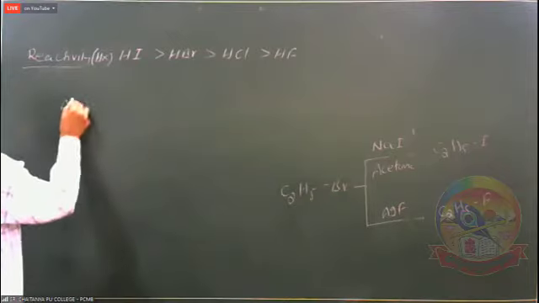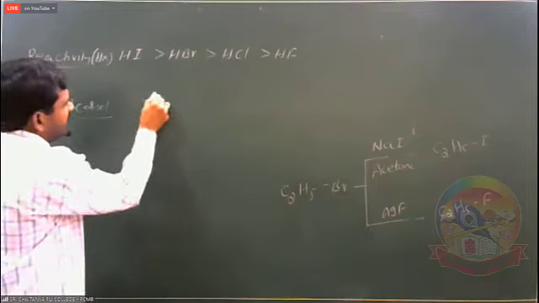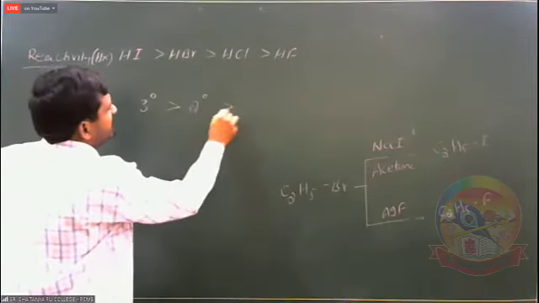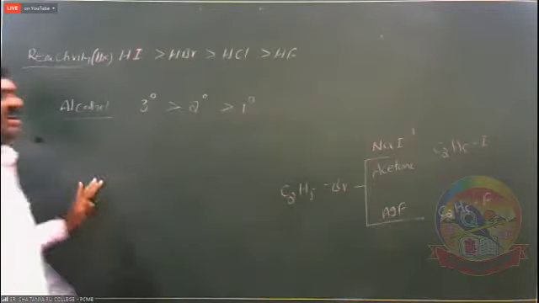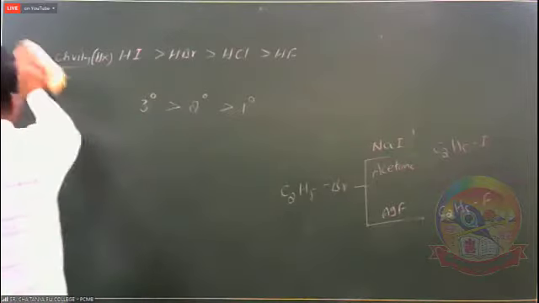Next, reactivity order of alcohol. What is the reactivity order of alcohol? Tertiary alcohols are more reactive than secondary alcohols, than primary alcohols. Okay? So methods of preparation are ethyl chloride, means alkyl halides, from ethyl alcohol or from alcohol. These are the methods. Next, other methods. So alkyl halides are also prepared from alkanes.